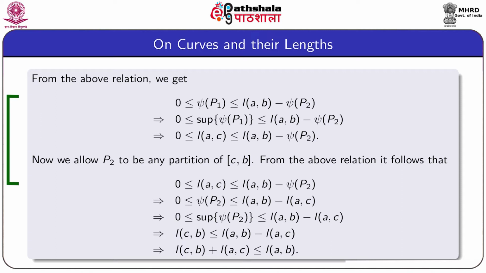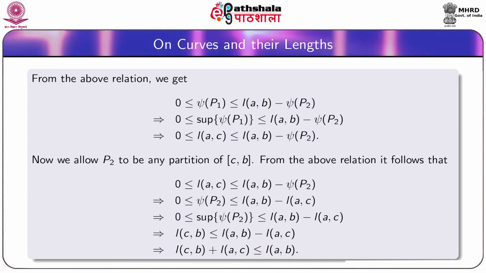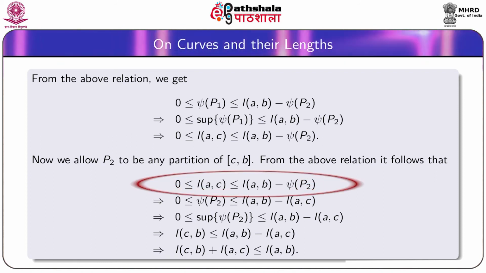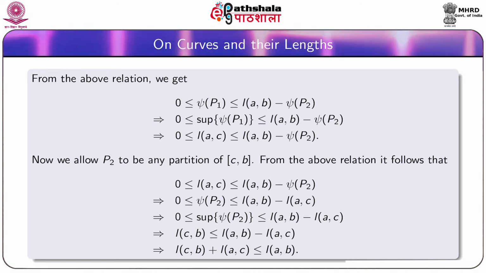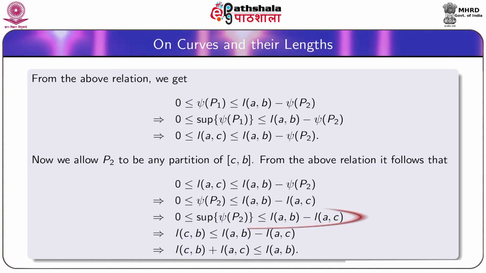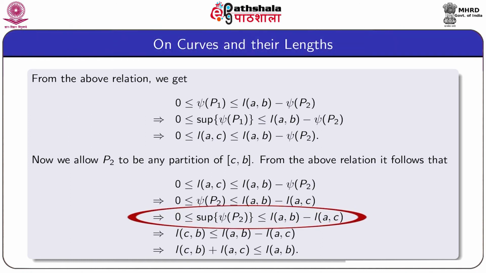Now, it is time to allow P2 to be any partition of CB. Then from the above relation, we have 0 less or equal to L_AC less or equal to L_AB minus psi P2. This gives 0 less or equal to psi P2 less or equal to L_AB minus L_AC. So, 0 less or equal to supremum of psi P2 less or equal to L_AB minus L_AC, as the above statement was true for every partition P2. This gives L_CB less or equal to L_AB minus L_AC. That is, L_CB plus L_AC less or equal to L_AB.